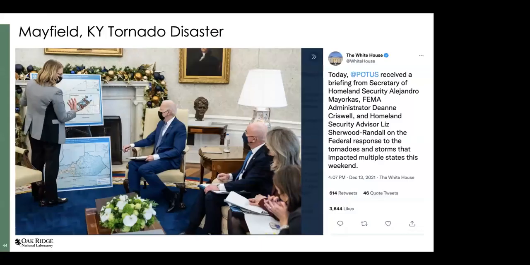I had another one in my career, which is our buildings data. The FEMA administrator talking to the president. This was after the Kentucky tornadoes. And that's what he's basing the decisions on, right? It's a great day. Okay. You can't take me away from this.